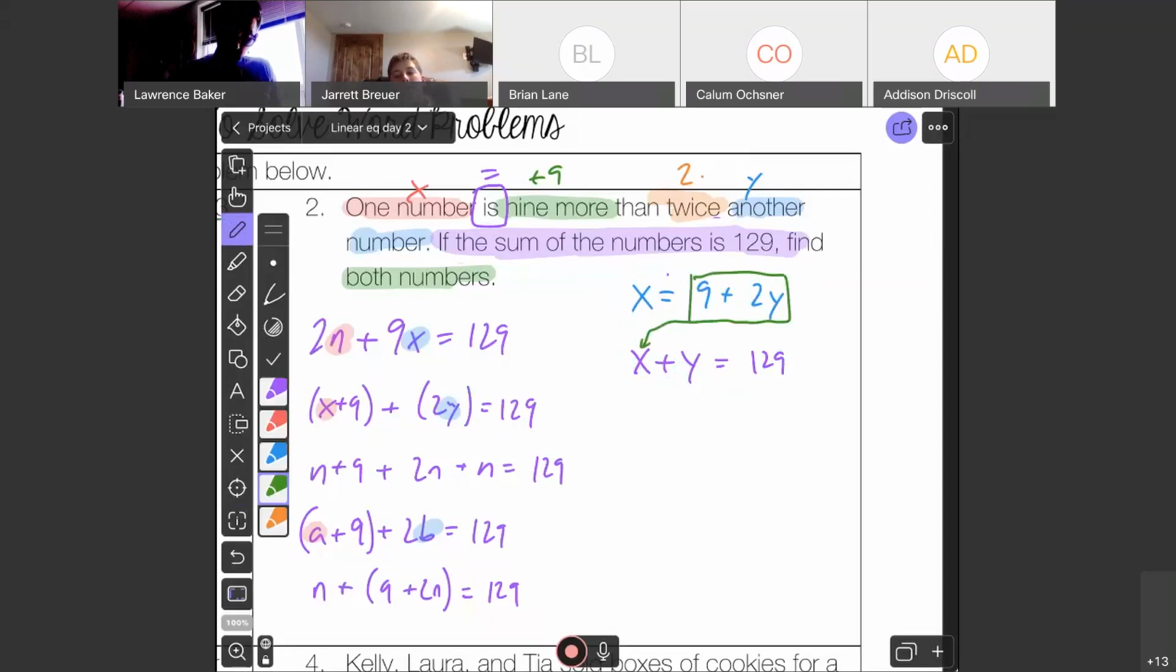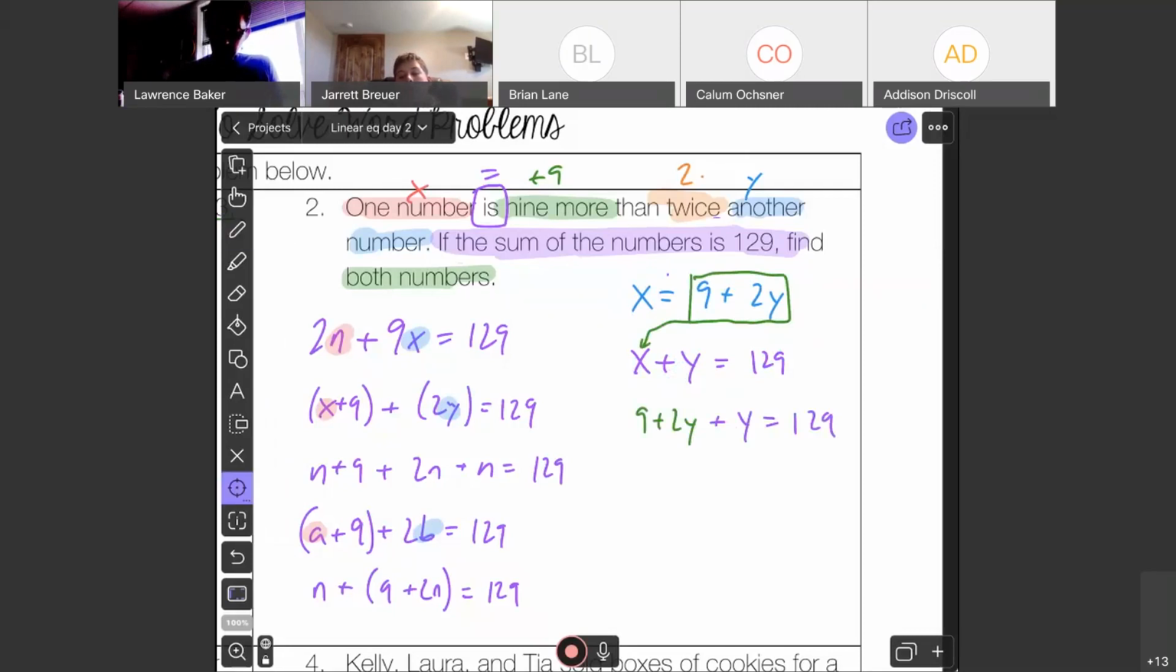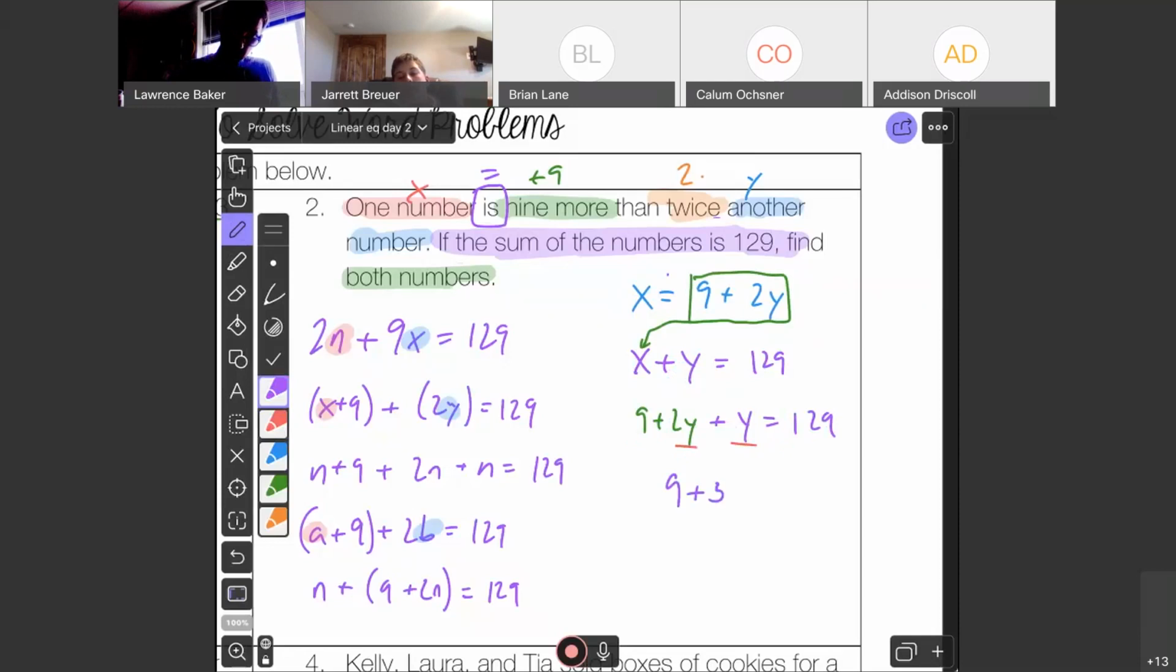I can take that and substitute it into there. So I can take that 9 plus 2y plus y equals 129. And now I have one equation with one variable in it. All I know now is y. And that's a normal equation for us. Now I can solve this. So I can add those together. So 9 plus 3y.